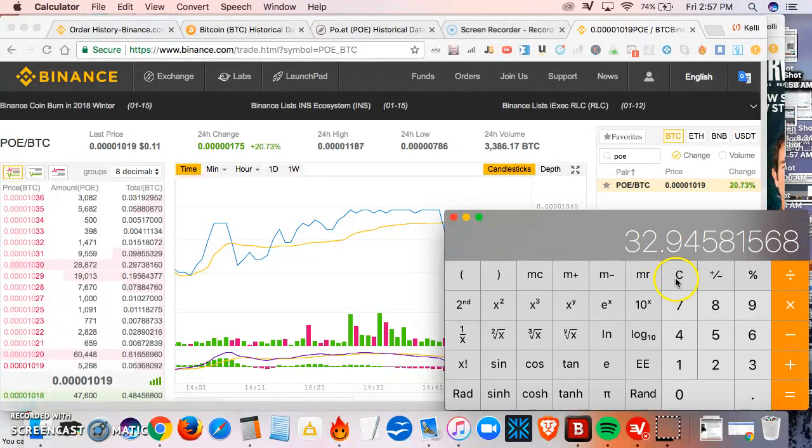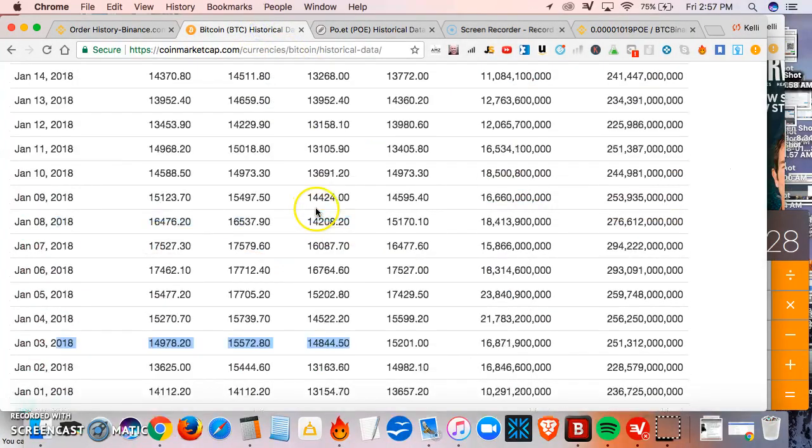So remember this, 32.90, and I'm going to take this right here. So that's 1, 2, 3, 4 zeros. 1, 2, 3, 4, and 10, 18. And I'll multiply that times 246. That's how many coins I got. And now I'm going to multiply that by the price of Bitcoin.